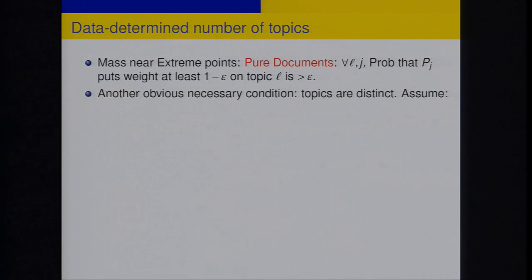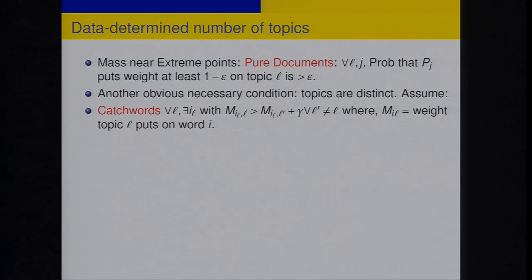So another obvious necessary condition is that topics are distinct. So I'm going to assume what are known as catchwords. Catchwords are words distinct to each topic. So for every topic L, there is a word i_L, which is a catchword, and M_{i_L, L} is the weight or frequency the topic L puts on word i_L.